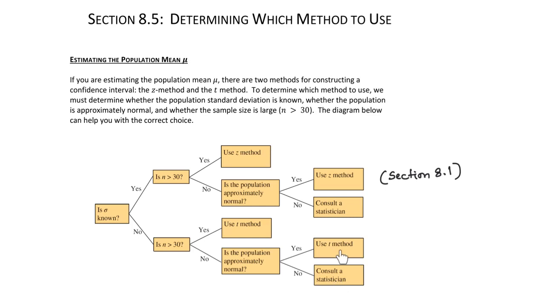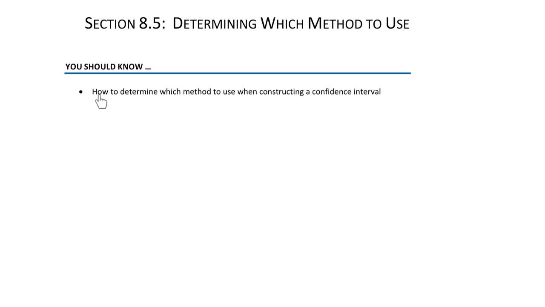We can use T method if sigma is unknown and if n is greater than 30 or if the population is approximately normal. This method is explained in section 8.2. So now you learn how to determine which method to use to construct the confidence interval for the population mean.